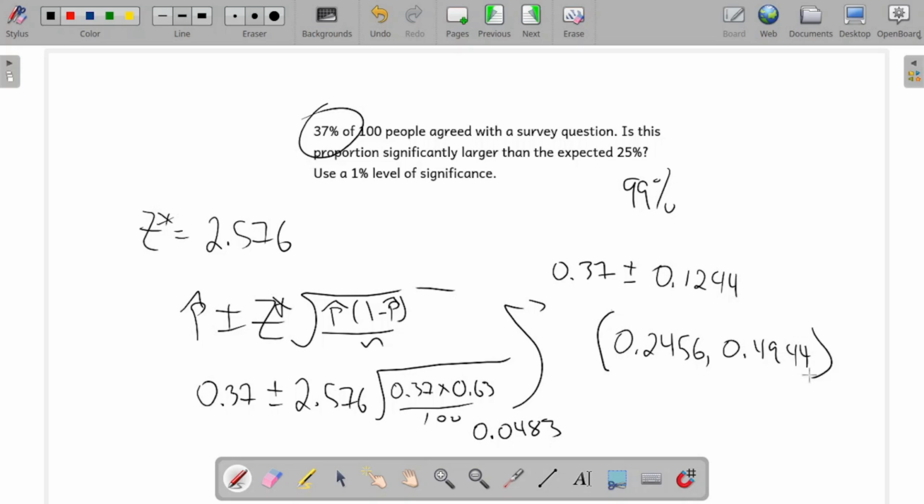So we can say with 99% confidence that the true value of the proportion of people who agreed with the survey question lies between 24.56% and 49.44% of the population. And that's all there is to the confidence interval. That ends this video.